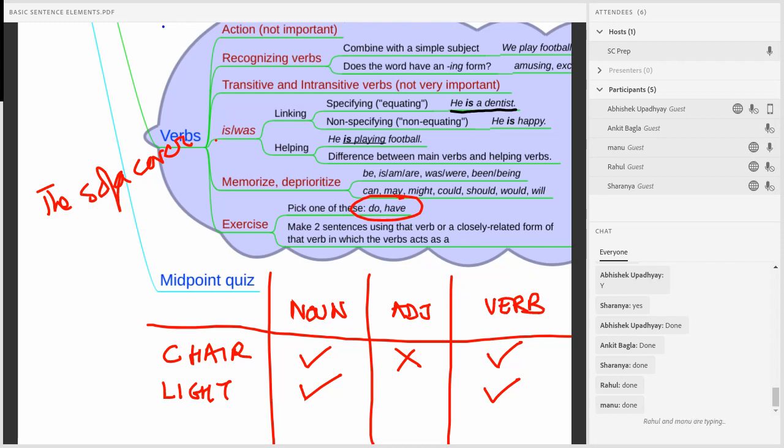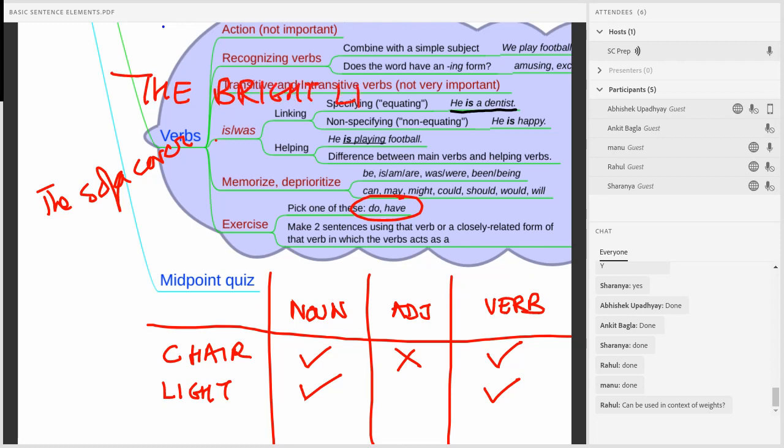I think light can be used as an adjective as well. Example: the bright light in the room lit up the surrounding. That's a very nice sentence. Let me write it out. The bright light in the room lit up the room, or lit the room up.